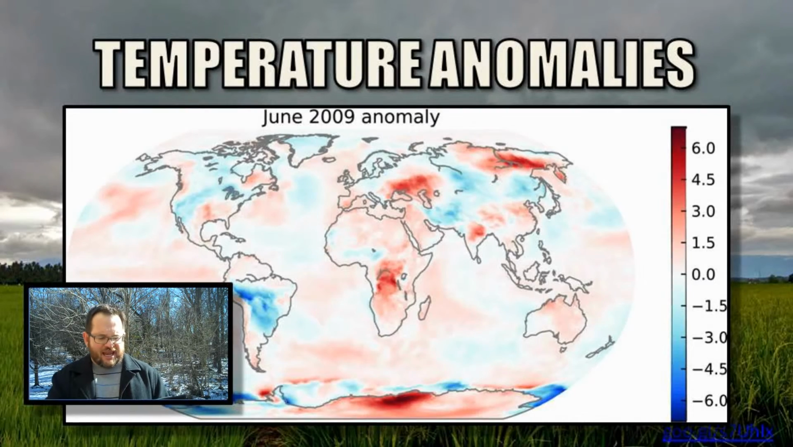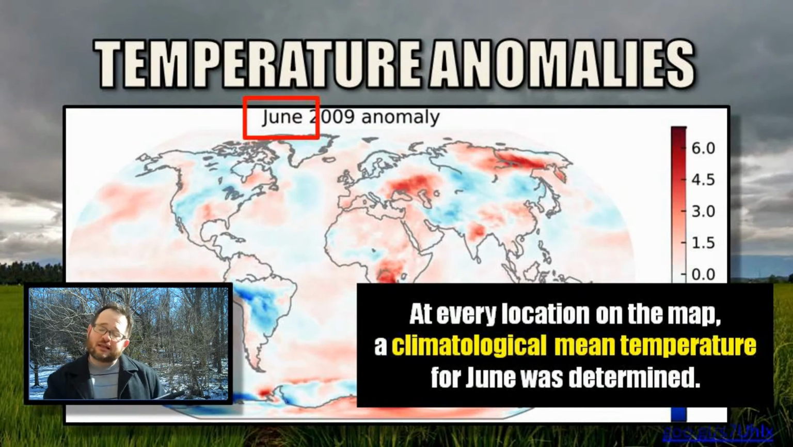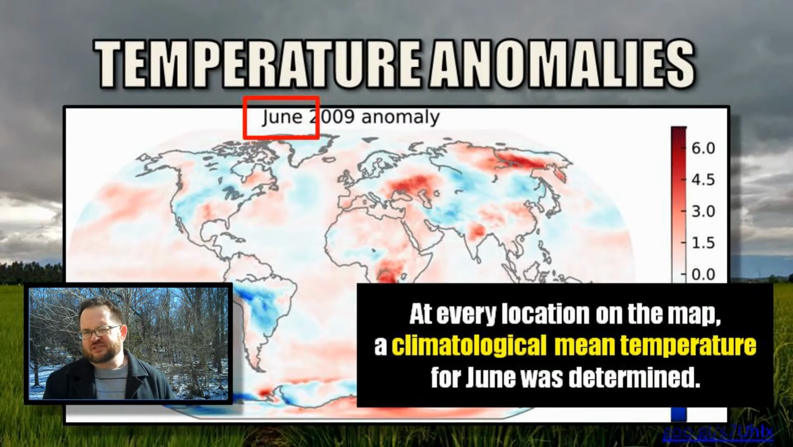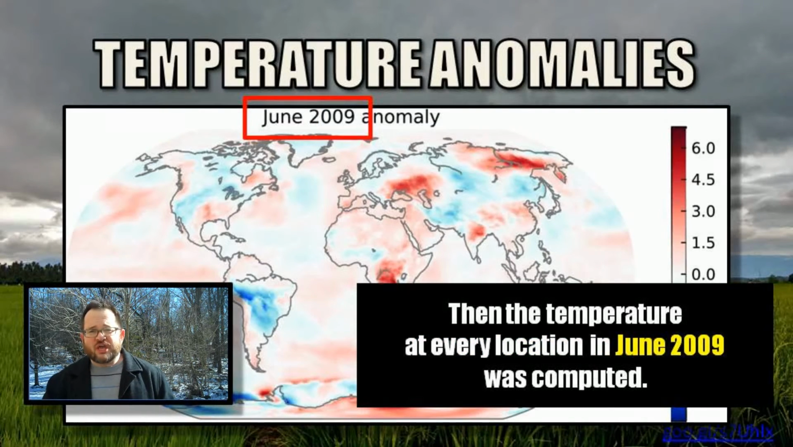And so in order to do this, at every location on this map, they had to find a climatological mean temperature for June. I believe that in this case it was based on the period, I don't know, the caption to the figure in your textbook will tell you. I think it was like June 1980 to June 2010 or something, I forget. There was some climatological average June temperature at every location on this map. Then in the next step, at every location on that plot, they had to compute the average temperature in June 2009 from whatever sources of information they had.